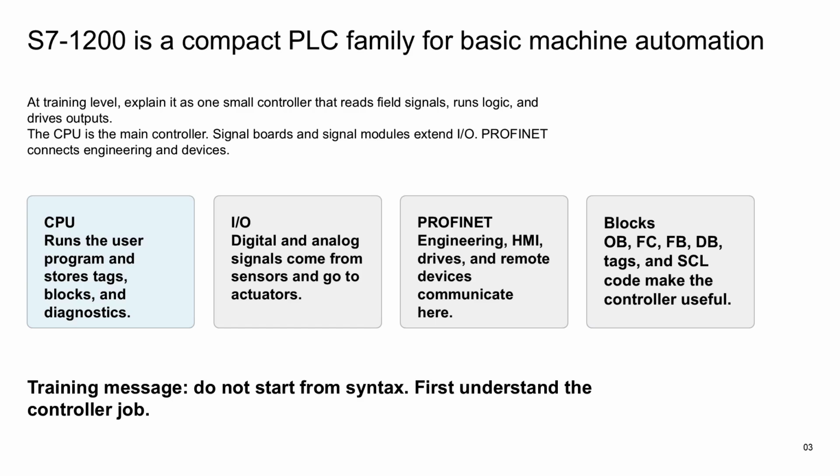Now see this slide. Main point is S7-1200 is a compact PLC family for basic machine automation. Remember, at training level, explain it as one small controller that reads field signals, runs logic, and drives outputs. Also note, the CPU is the main controller. Signal boards and signal modules extend I/O. Profinet connects engineering and devices. Practically, for students, the CPU runs the user program and stores tags, blocks, and diagnostics.